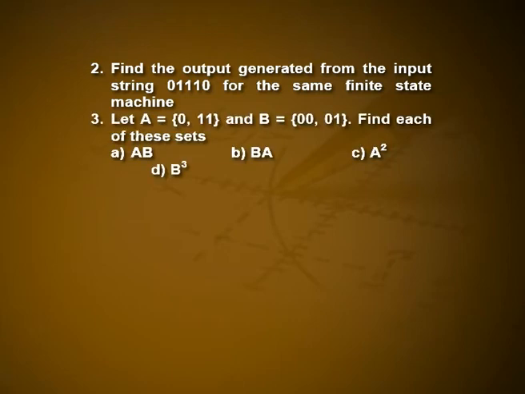Third one, let A be the set 0, 1, 1 and B is equal to set 0, 0, 0, 1. Find each of these sets: A, the set AB, B, the set BA, C set A square, and D the set B cube.